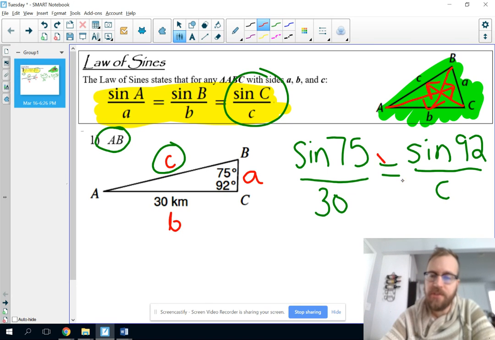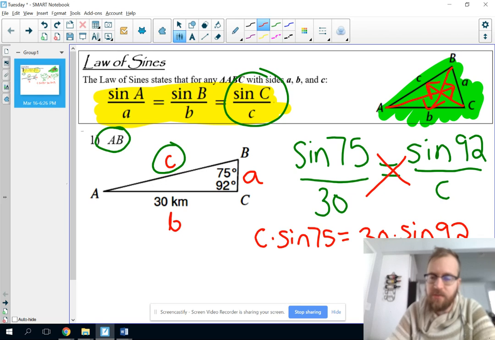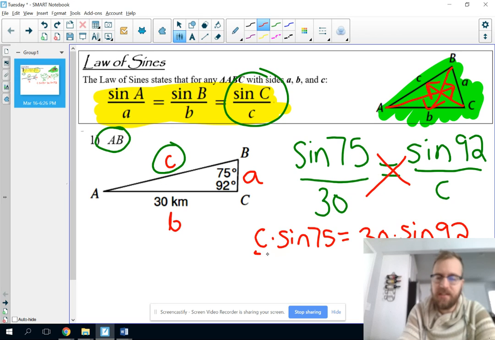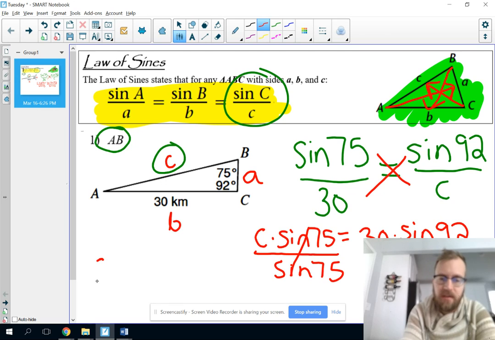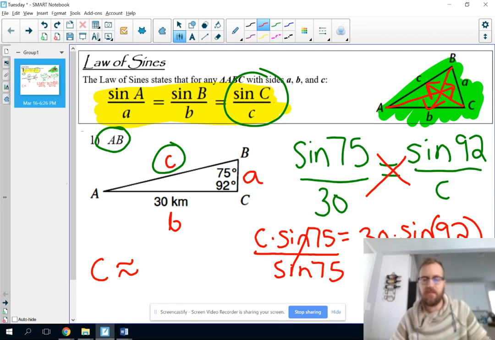What we've learned about proportions is you solve them by cross multiplying. So c times sine of 75 equals 30 times the sine of 92. I'm not even going to go to the calculator yet. Last step, we want to get c alone, so we undo that multiplication with division. Divide by sine of 75 on each side. That cancels out, and you get to your answer. Make sure you put parentheses around that 92 on the calculator.